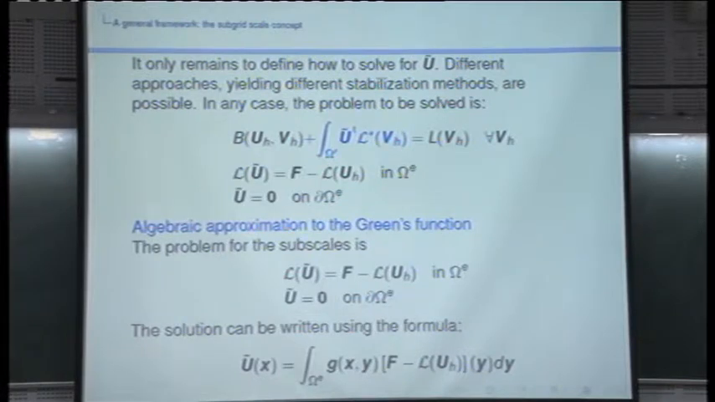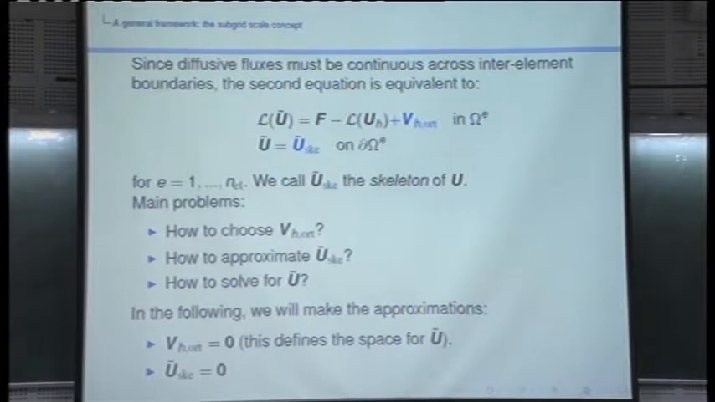Of course, this is still not feasible because we don't have to solve the problem on the whole domain, but we have to solve a problem as difficult as the original one within each element. So that's still not computably acceptable. So what do we do? Now comes the point that has to be answered: how do we solve for U tilde?